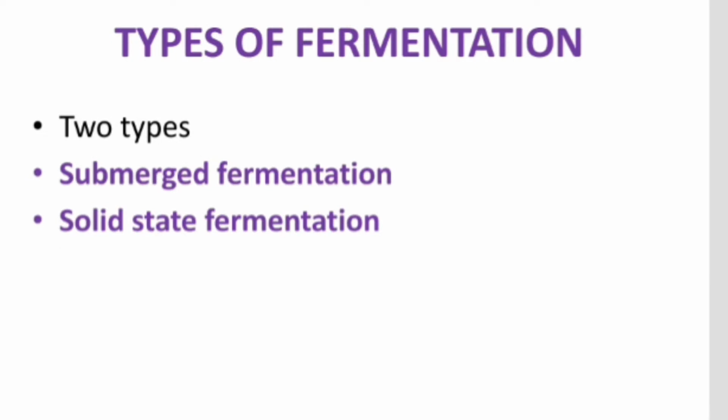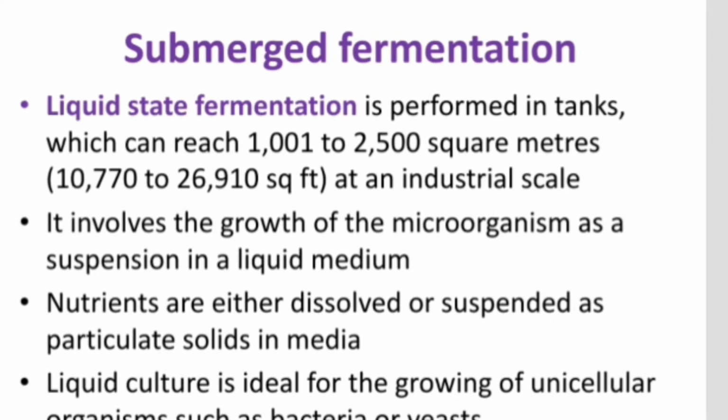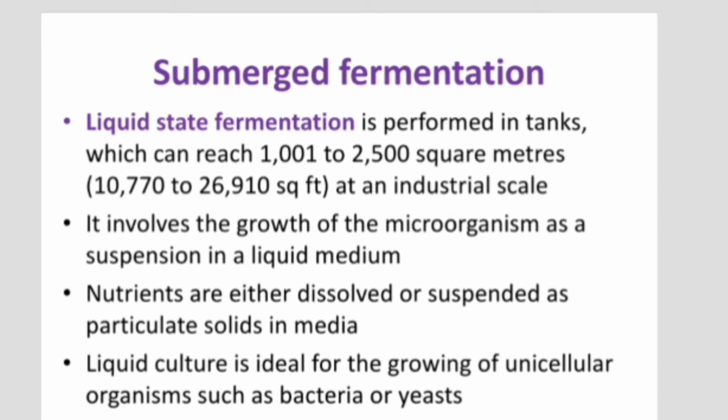Types of fermentation. Mainly two types of fermentation are there: submerged fermentation and solid state or solid substrate fermentation. First one is submerged fermentation. Submerged fermentation is otherwise known as liquid state fermentation. It is called liquid state fermentation because the whole process takes place in a liquid medium, and it is performed in large tanks called bioreactors or fermenters. This tank or fermenter has a size ranging from 10,000 to 26,000 square feet. And it is carried out on an industrial scale.